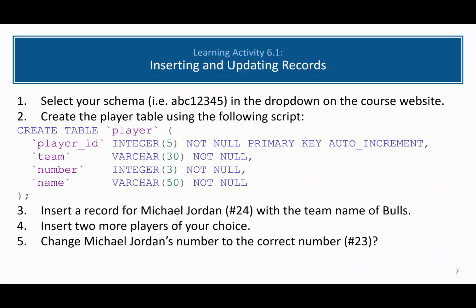Now what I want you to do is try to insert and update records on your own. So make sure you select your personal schema. Don't use the lecture schema for this one. And then create the player table using the following syntax, and then insert a record for Michael Jordan using number 24 as his number with the team name of Bulls, and then insert 2 more players of your choice, and then change Michael Jordan's number back to the correct number of 23. So go ahead, try this on your own, pause this video, and then come back to compare your answers.